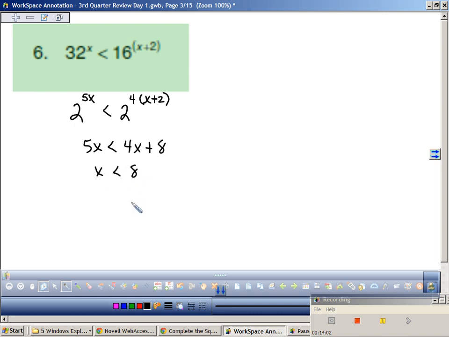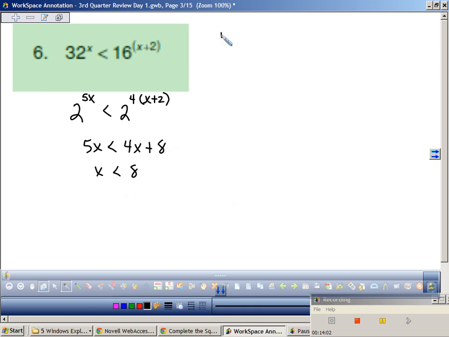What do we need to check? 0. Does it make sense if x was 0? 32 to the 0 makes what? 1. 0 plus 2, 16 squared is 256. Is 1 less than 256? Does 0 work? Yeah. So do we have any problems? Nope. See what I mean?